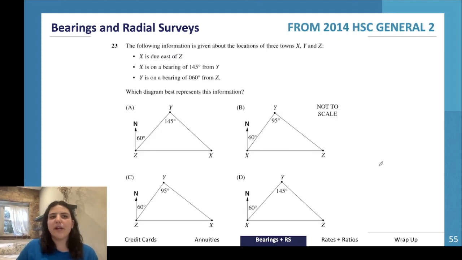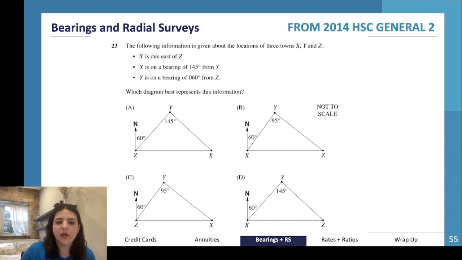Okay, this is from the 2014 HSC General 2 paper. The following information is given about the locations of 3 towns, X, Y, and Z. X is due east of Z. X is on a bearing of 145 degrees from Y, and Y is on a bearing of 60 degrees from Z. Which diagram best represents this information?